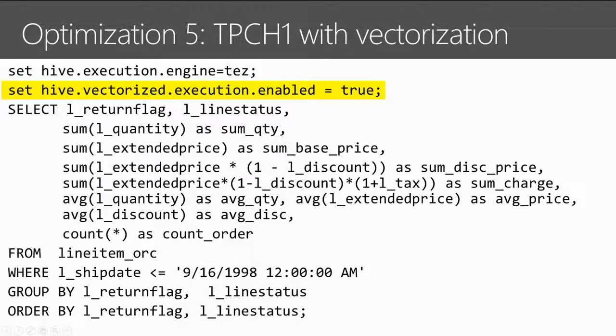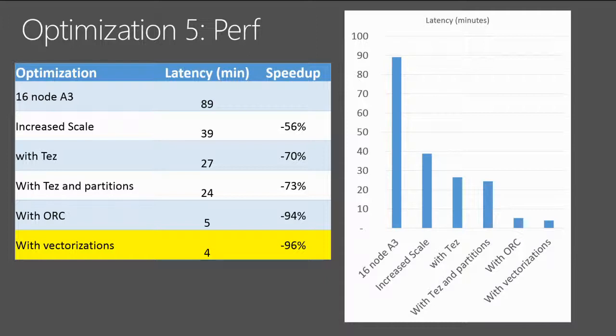How do you turn it on? I just turn on this flag here, which says set hive vectorization execution enabled true. And I run my query again. And with that, I got another 25% improvement over ORC, so I dropped another minute, right?